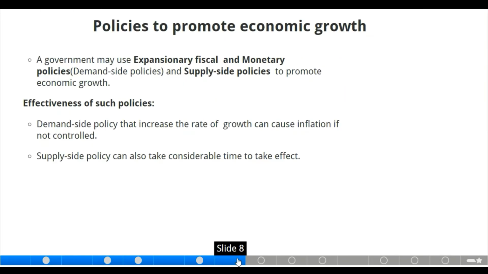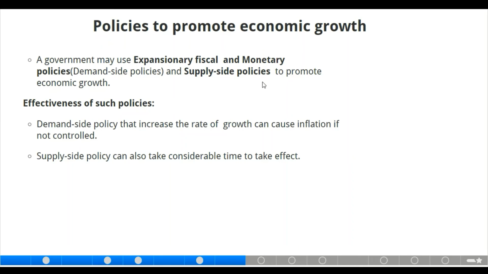Moving to the next slide, we now have the policies to promote economic growth. What are the policies we use to promote economic growth? A government may use expansionary fiscal and monetary policy, which are demand side policy, and supply side policy to promote economic growth. How do we mean? Of course, we have expansionary fiscal and monetary policy. That is when government reduces taxes in fiscal policy and reduces the interest rate in our monetary policy. And also we have supply side policy.